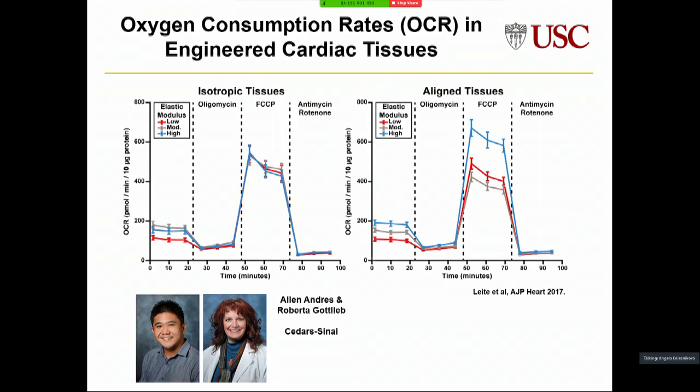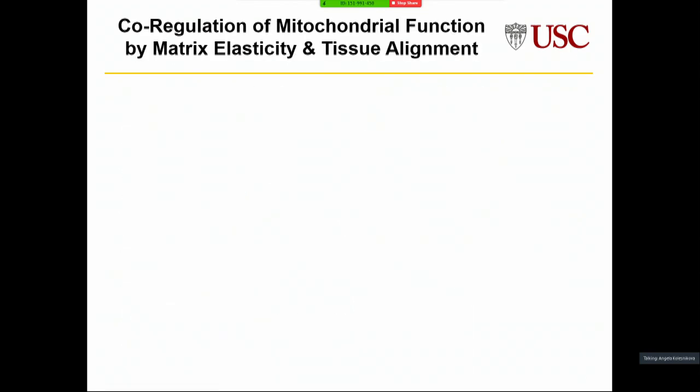What was interesting is if you look now here, this is maximum respiration in aligned tissues versus isotropic tissues. We saw very little difference on the isotropic tissues, but in the aligned tissues, we see the stiffer tissue consuming more oxygen, so kind of the maximum rate that these cells can behave at. So that suggests some kind of interesting interactions between the mechanical environment, the alignment of the tissue, and giving us some insight into how remodeling of the microenvironment could affect these parameters.